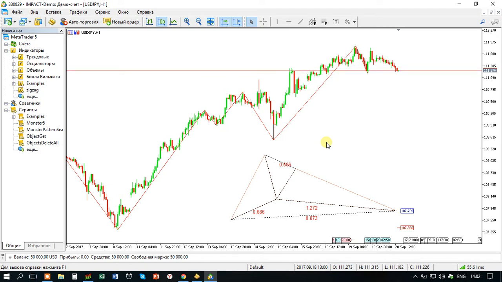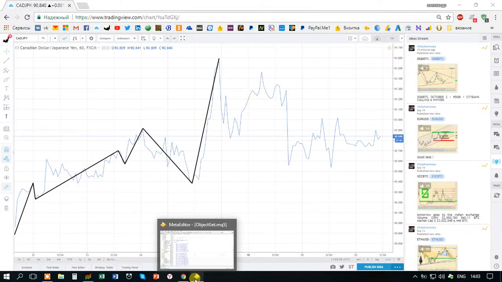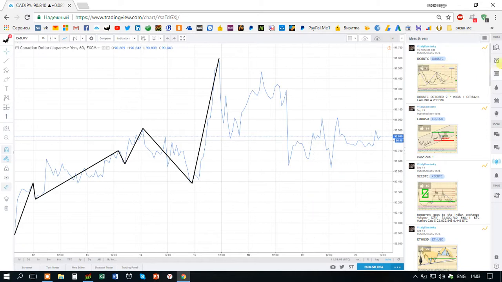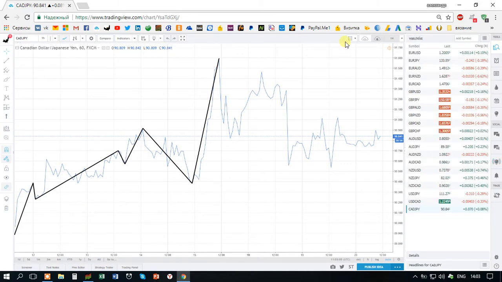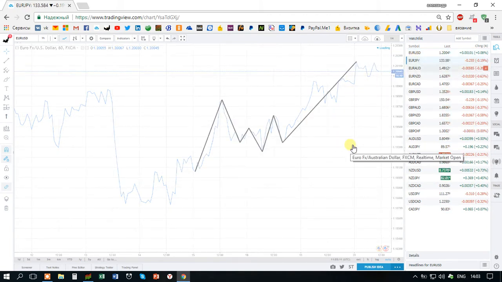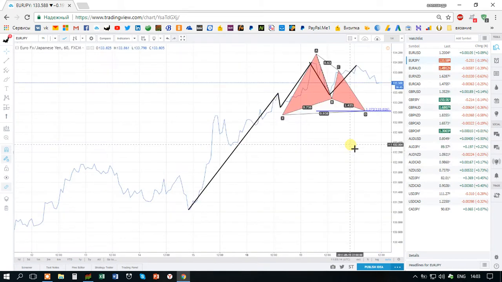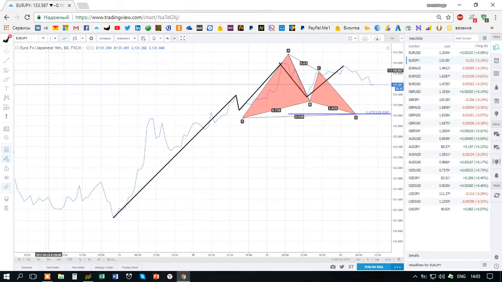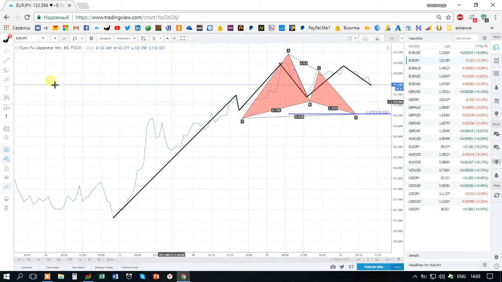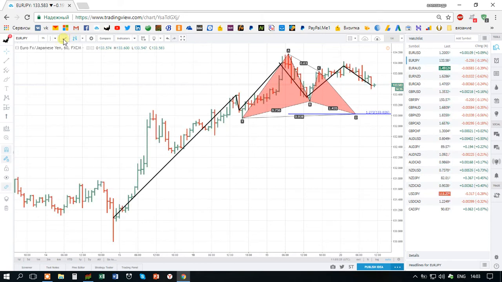So let's continue to my analysis. Let me close this. I start with 1 hour Euro Dollar as usual. It is a routine. Nothing pretty much changed, because we have an interest rate decision today, so not very many opportunities.